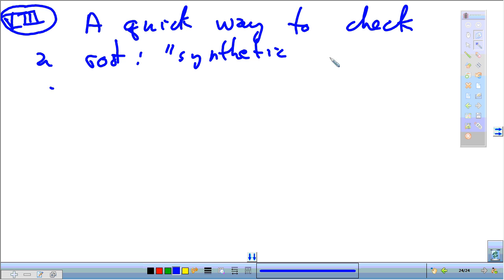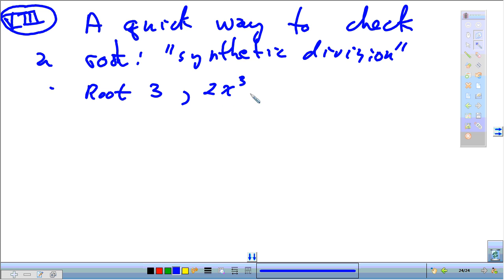So one terminology for this is synthetic division. It actually comes from something in numerical analysis called Horner's method, but synthetic division is a nice little name. And so what do we do? Well, the possible root that we checked before was 3. And we had the polynomial 2x cubed minus 3x squared minus 8x minus 3.